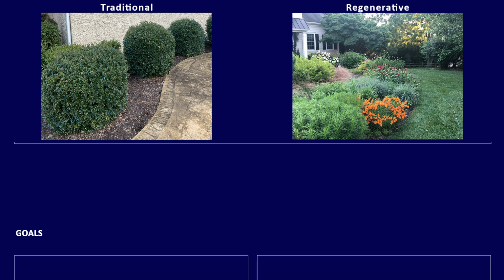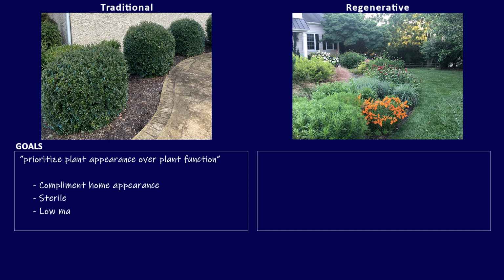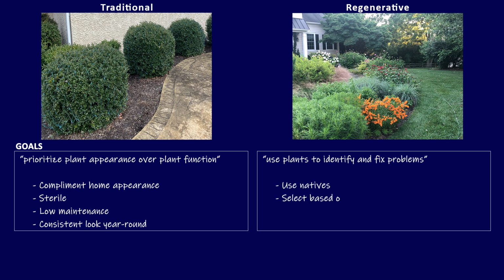Okay, moving on, I'll talk about goals. Traditional landscapes prioritize plant appearances over plant function. The goal is to complement the home with sterile, low-maintenance solutions that have the same look year-round. On the other hand, regenerative landscapes use native plants to identify and fix problems. Plants are selected based on their problem-solving abilities, which are then arranged to provide the highest aesthetic value with blooms throughout the season, which will support wildlife.